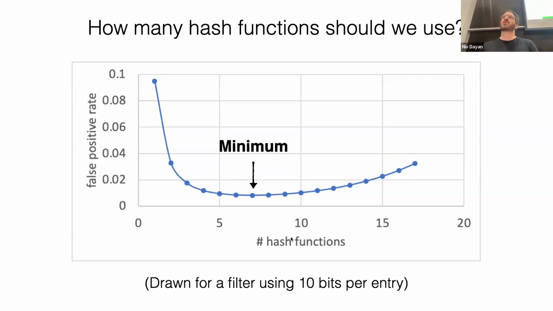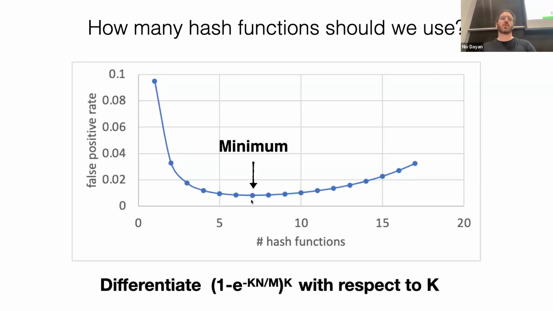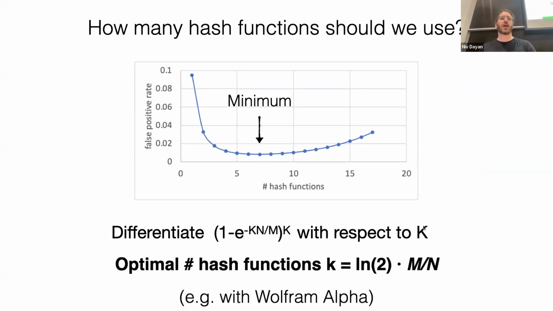You can optimize the false positive rate with respect to the number of hash functions mathematically. Take the expression that we derived before, differentiate it with respect to k, and you get this expression for the optimal number of hash functions: log of 2 times the number of bits per entry that you're using. So nice. Okay. Good.